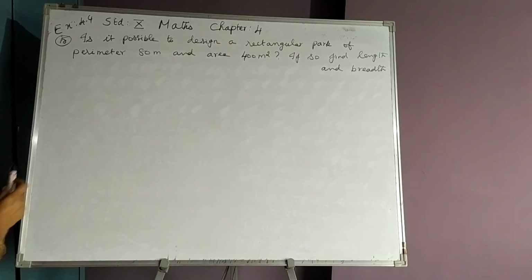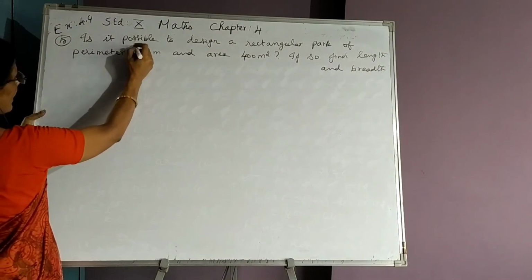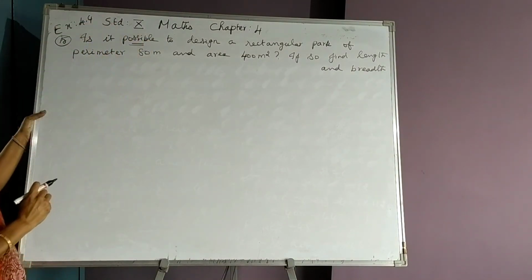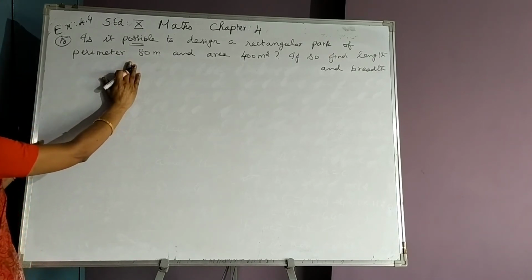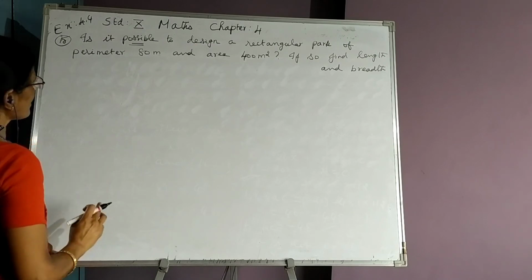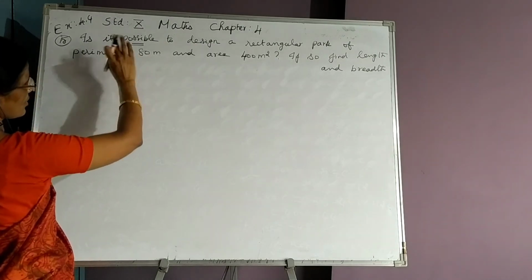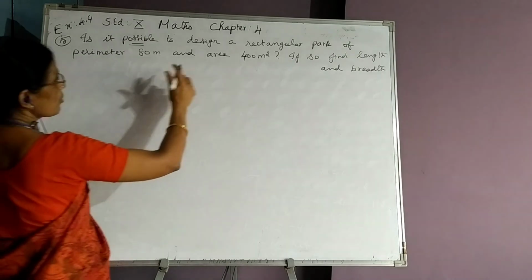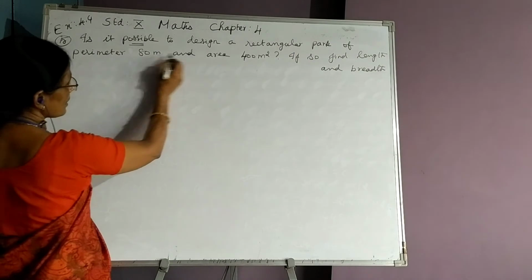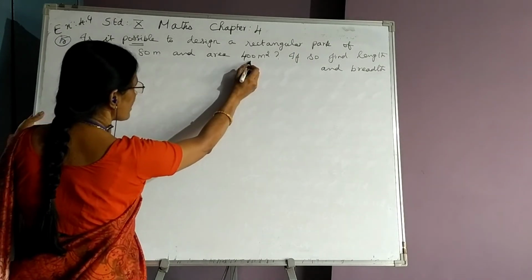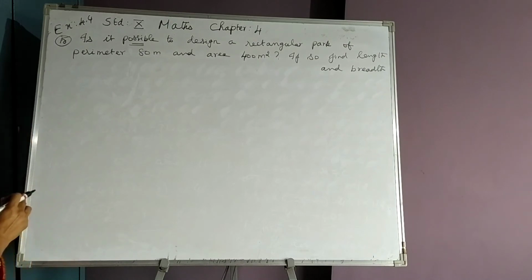Last problem of exercise 4.4. Is it possible? A question mark is there. So, we should get the quadratic equation and find b square minus 4ac. If it is greater than or equal to 0, it is possible. If it is less than 0, it is not possible. The problem is: a rectangular park has a perimeter of 80 meters and an area of 400 square meters. Is it possible to design such a rectangular park?